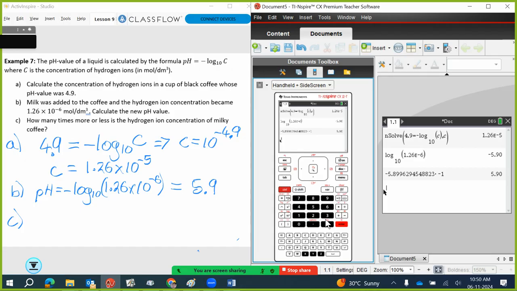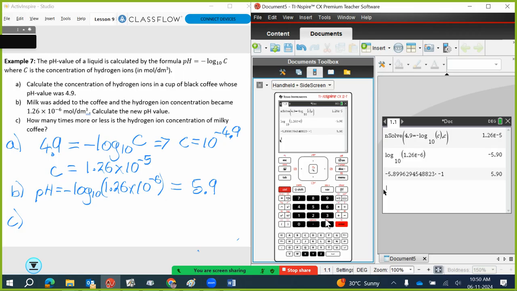Now, the pH scale is a logarithmic scale. How many times more or less is the hydrogen ion concentration of milky coffee? So, 0? No, it's plus 1. Yeah, plus 1, 10 to the 0 is 1. Oh, yeah, that's true. Isn't 10 to the 0 1? Yeah, 10 to the 0 is 1, not 1 times more.